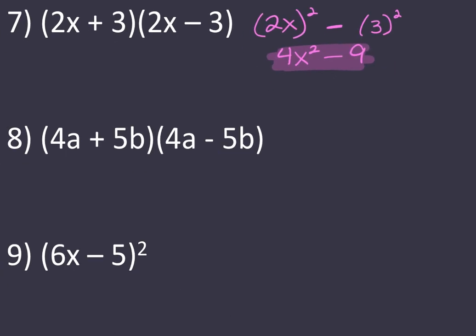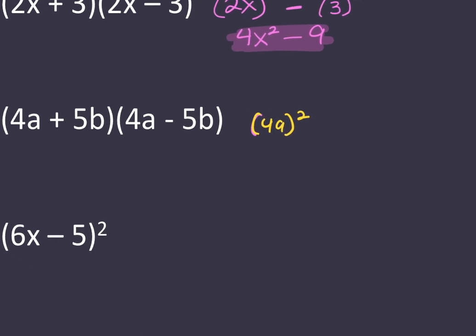Yep, same thing. So the first term would be 4a. I'm going to square that. The second term is 5b. I'm going to square that. I'm going to put a minus between them. I get 16a squared minus 25b squared.